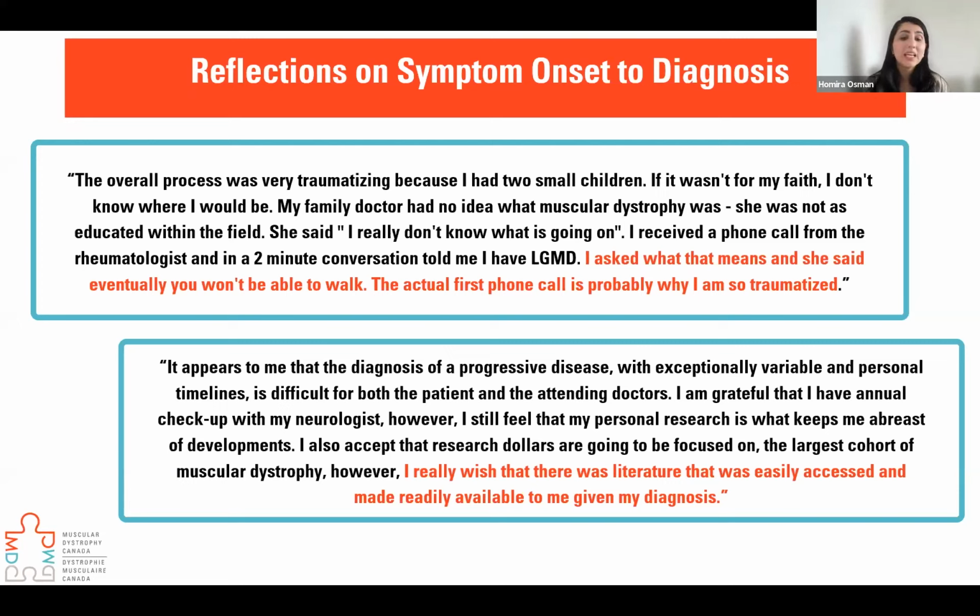Another person said, it appears to me that the diagnosis of a progressive disease with exceptionally variable and personal timelines is difficult for the patient and attending doctors. I'm grateful that I have an annual checkup with my neurologist. However, I still feel that my personal research is what keeps me abreast of developments. I also accept that research dollars are going to be focused on larger cohorts of muscular dystrophy. However, I really wish there was literature that was easily accessed and made readily available to me given my diagnosis.